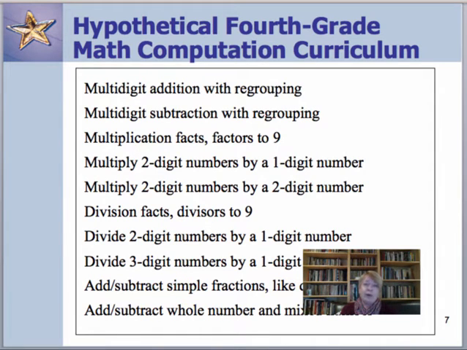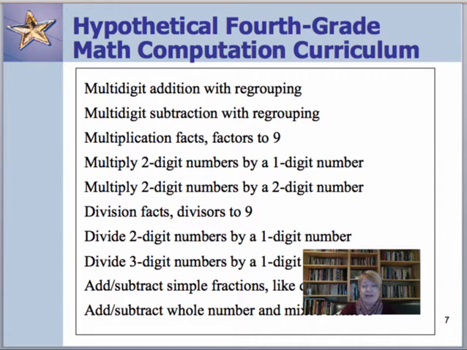So for example, one problem might be 25 plus 38. That would be a multi-digit addition problem with regrouping. And so you might have one or two of those kinds of problems in your 25 problems. Likewise, you might have a multi-digit subtraction problem that required regrouping, and you might have 2 or 3 of those. Multiplication facts with factors to 9 might be 2 times 8, might be 9 times 7, and so forth. So you have 3 or 4 of those, 2 or 3 of those. Each one of these would be represented in your one-page probe that would have 25 problems on it.